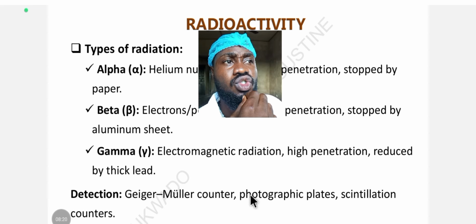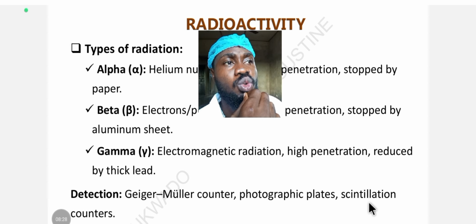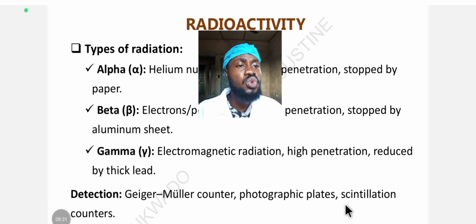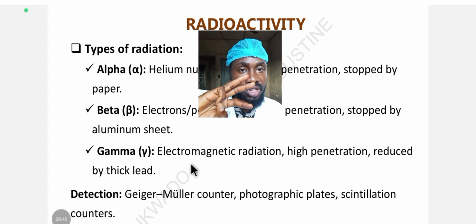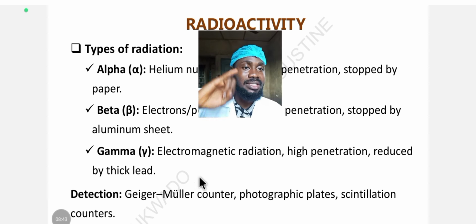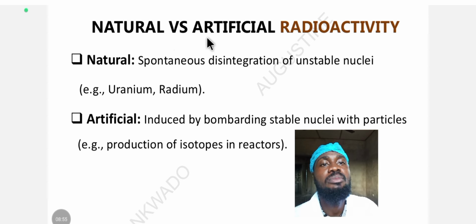So another instrument used to detect the presence of radiation is photographic plates. Okay, so photographic plates can be used too, and you can also use scintillation counters. We have 3 instruments that you can use to detect radioactivity. The first is what? Jamb counter. The second is photographic plates. The third is what? Scintillation counters. But the most common is the Jamb counter.